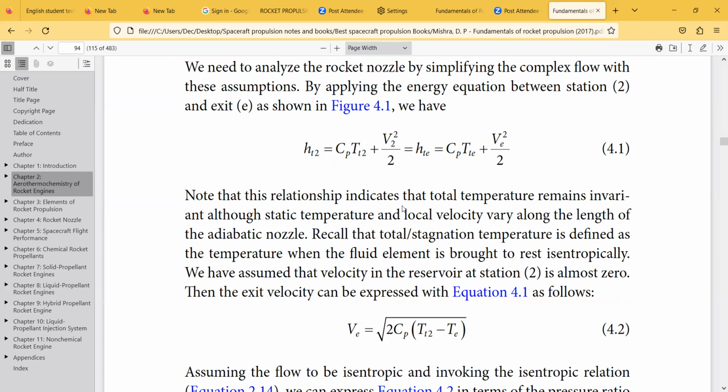We are correlating the entrance and the exit only. But in an actual case, we would correlate the combustion chamber phenomena with the throat phenomena.